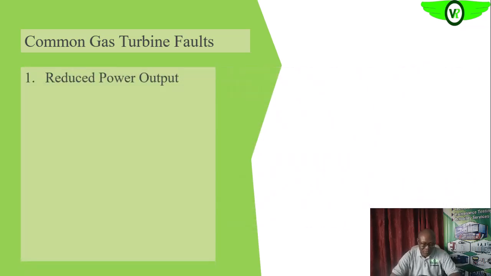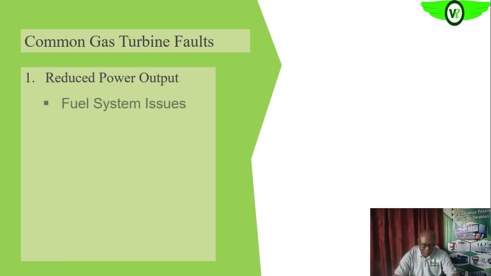So let us look at these common faults one after the other. We are first going to be looking at the reduced power output. When we say reduced power output, it means that the power or energy that is expected from the gas turbine is not being delivered, or we are having something less than what is expected from the gas turbine. So the load will not be properly powered, or that will cause the derating of the entire unit since the power output has been reduced.